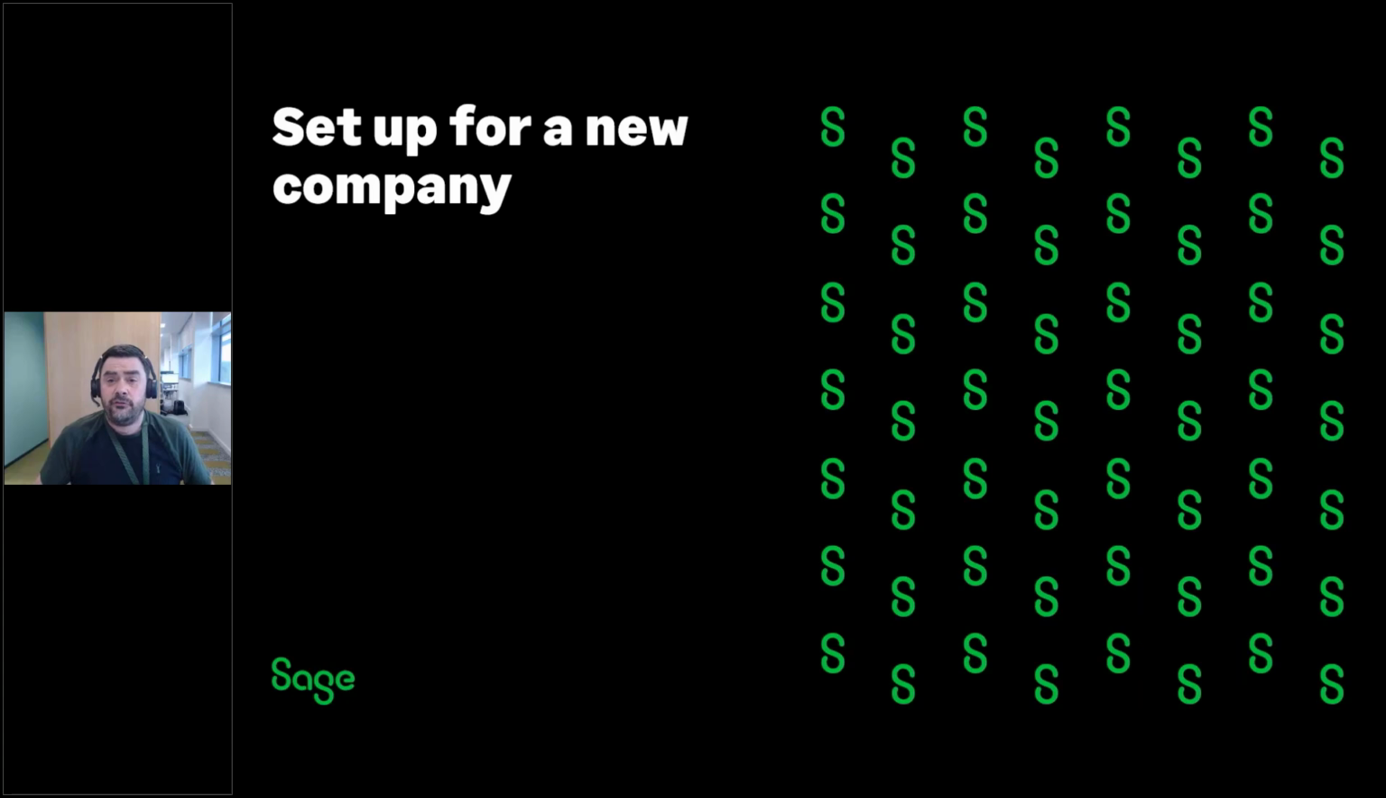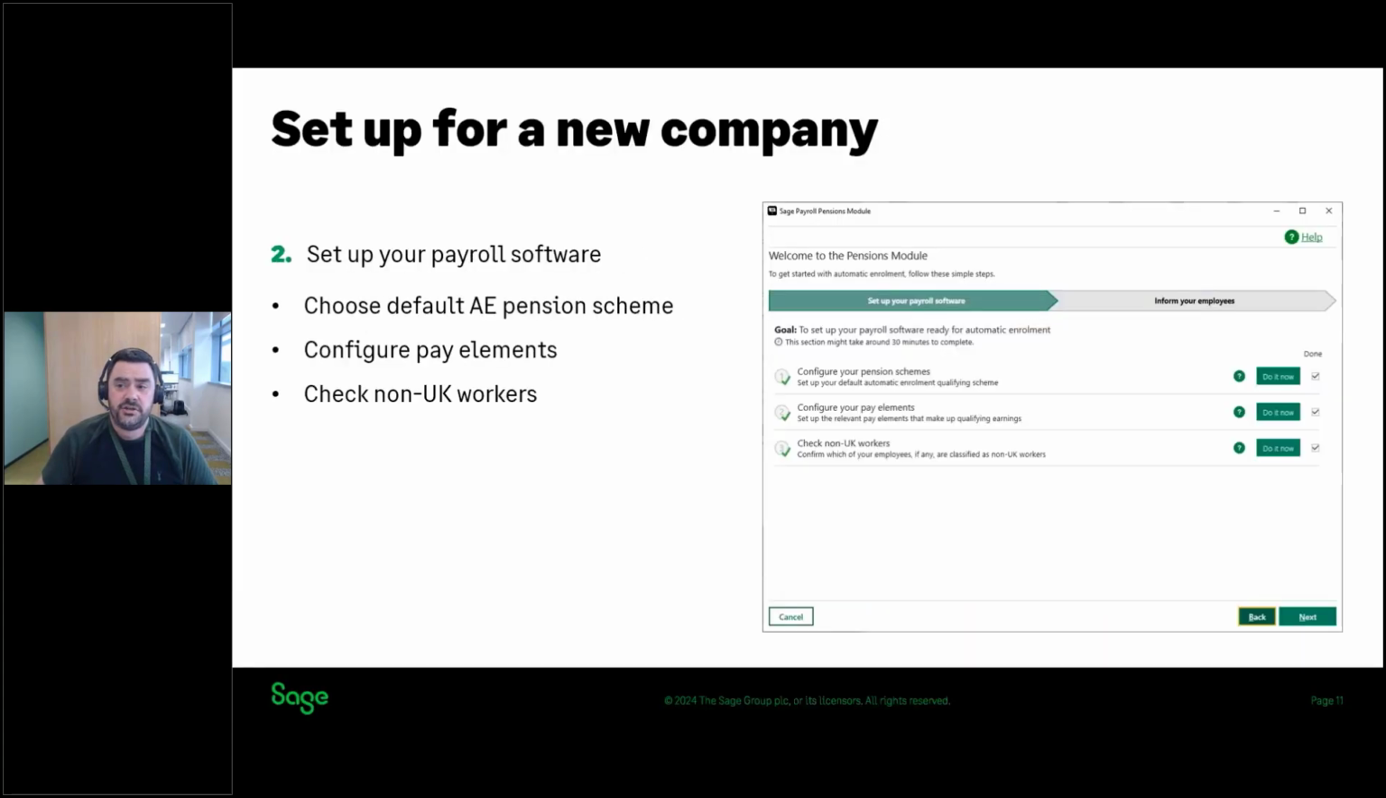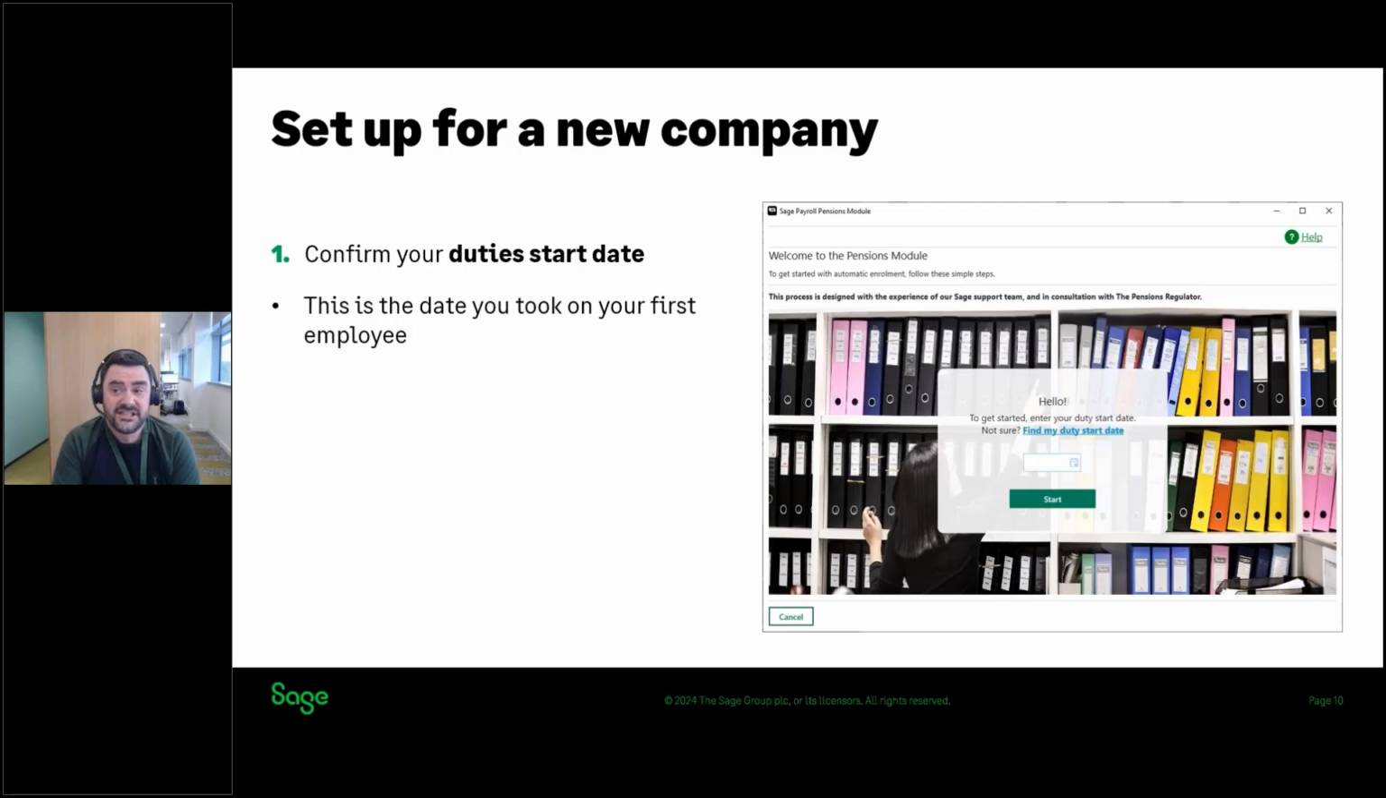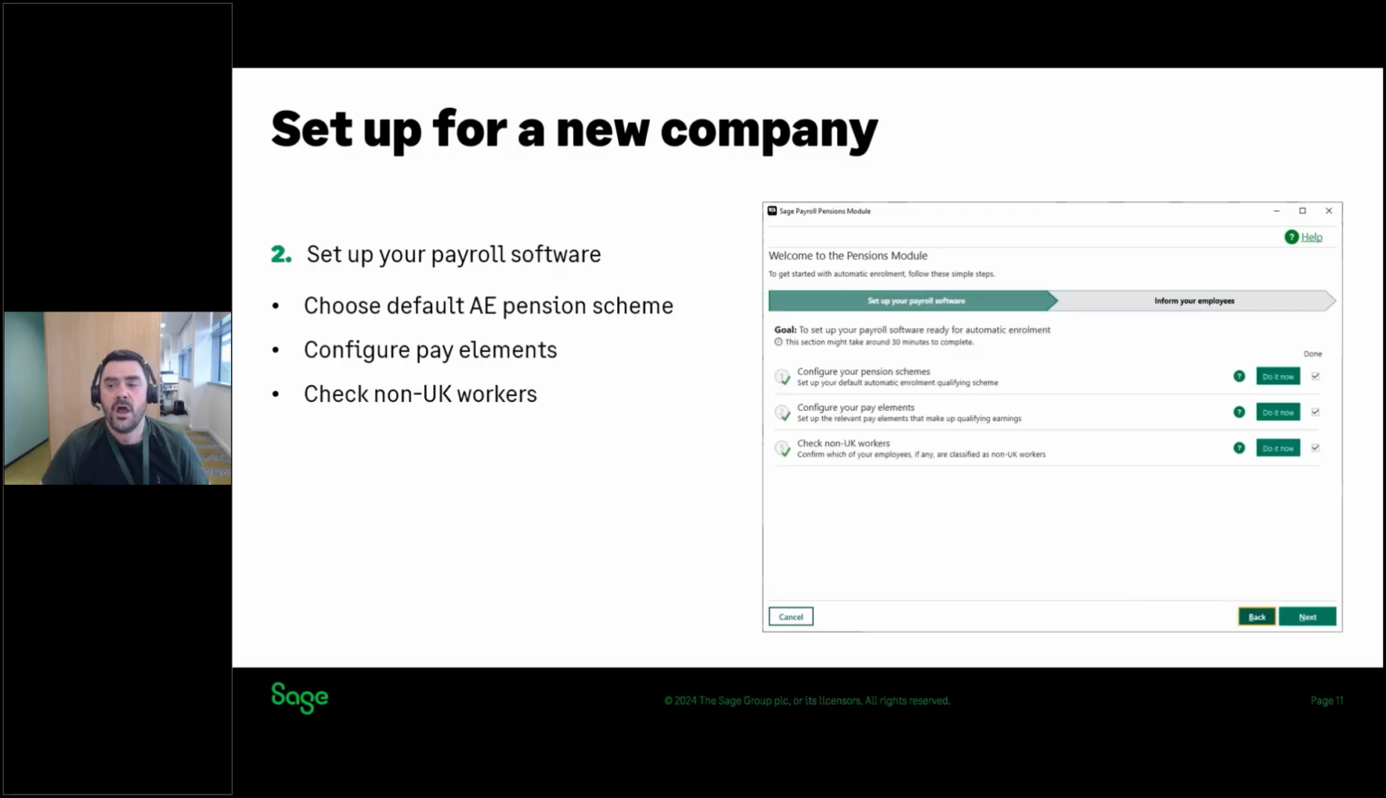So that's your setup steps for a new company. Just to recap some of those steps, we started by confirming our duties start date. For a new company, it's the date you took on your first employee. We then went through setting up your payroll software, which is choosing your default auto-enrolment pension scheme, checking your pay element settings and making sure they're correctly flagged as qualifying or non-qualifying, and then flagging any non-UK workers if applicable.